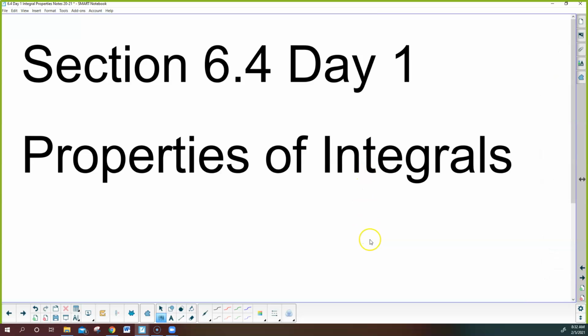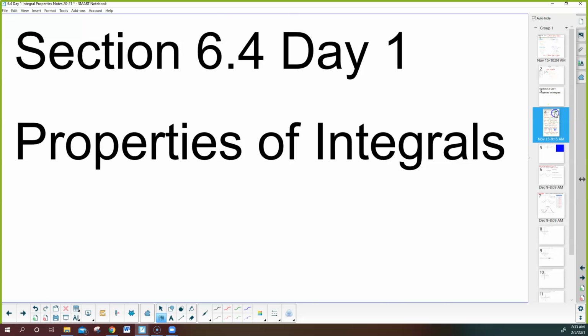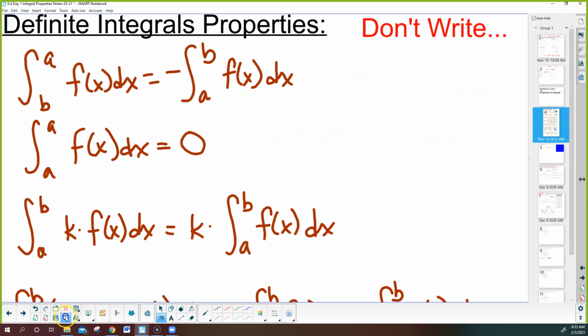Okay, so we're gonna jump into the last section of this unit, and it's based off of properties of integrals, and then we're gonna mix in a couple more things here with the fundamental theorem of calculus today. So the big assumption is that you watched the video on Wednesday. If you didn't watch that, you have to go back and do that. All right, now these are the properties.